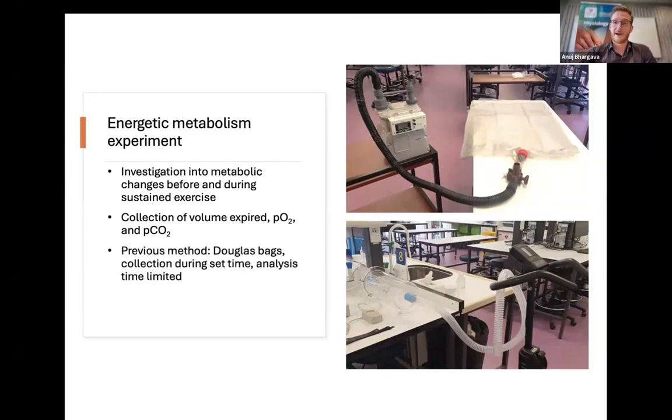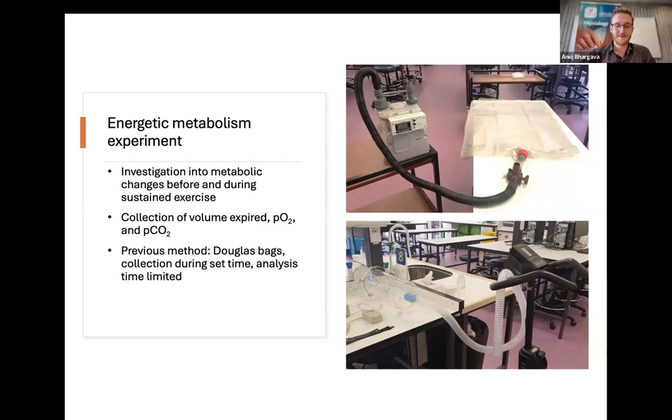Previously, back when I was a student myself, I think this was 2015, and also when I started teaching this lab back in 2018 or so, we collected this expired air into Douglas bags, as seen above, during the final minute of any particular exercise intensity level. We would then have to take the bag away from the subject, take it to a gas analysis machine, have the gases analyzed, then take it to a separate volume measurement station where we would empty the bag, and then bring the bag back to the subject, ideally before the next collection period needs to start.